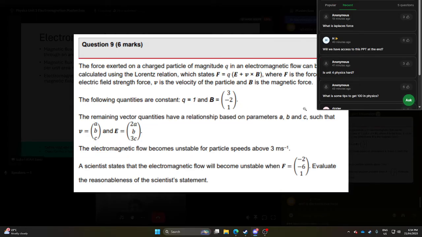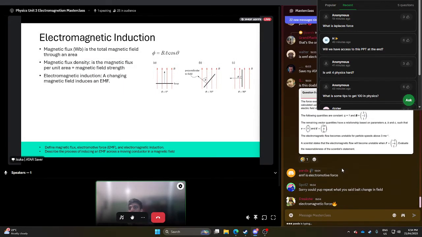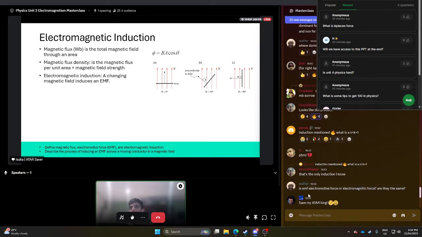Oh, okay. So yeah, here. Is the EMF electromotive force electromagnetic force? No, they're different. Electromotive force is what we're talking about. EMF is like the current that's induced, right? Technically, you might also see voltage, or potential difference, sometimes as well. But no, they're not the same thing.